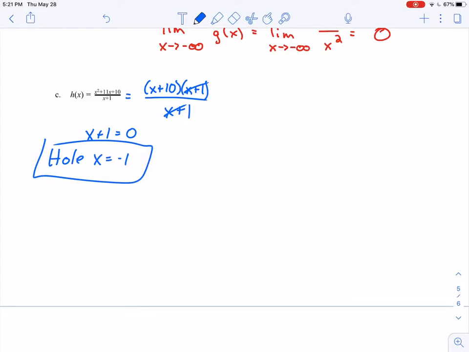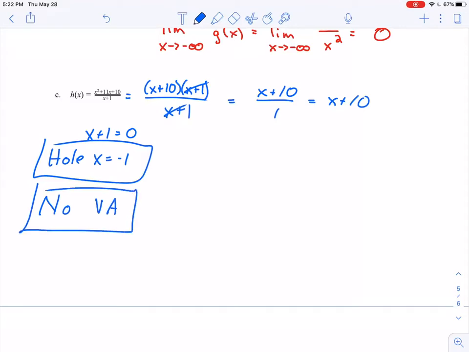So I didn't ask you to find that here, but I just wanted to make sure that we address that this is actually a hole and not a vertical asymptote. So if I don't have any factors of x in my denominator, because I'm left with really just x plus 10 over 1, which is x plus 10, I don't have any factors of x in my denominator, so that means for me that I have no vertical asymptotes for this problem. But it might still be possible for me to have a horizontal asymptote.